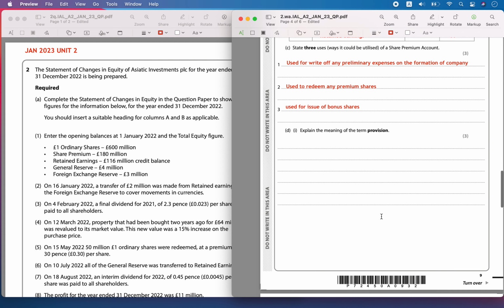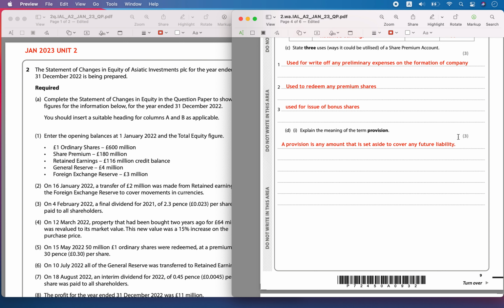Explain the meaning of the term provision. So provision is any amount that is set aside to cover any future liability. If you write this, you will get 1 mark.